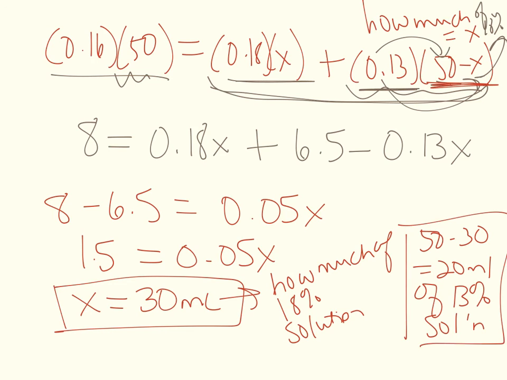So you would need to take 30 mils of your 18% solution and 20 mils of your 13% solution to give you a 16% solution at 50 mils.